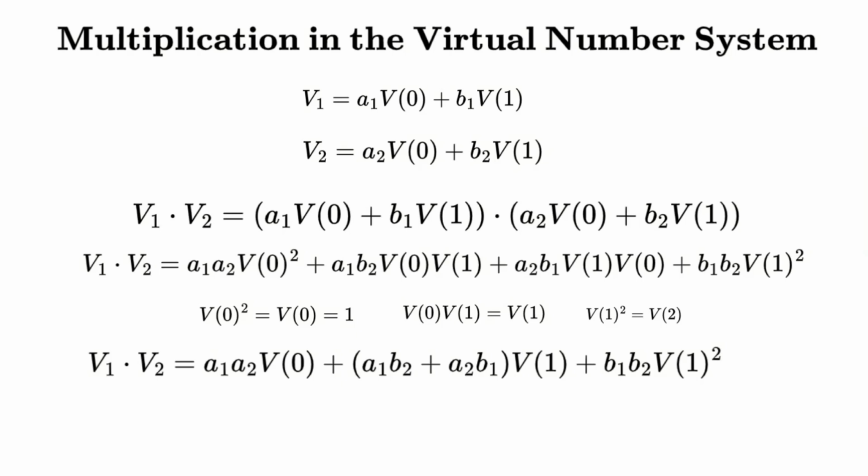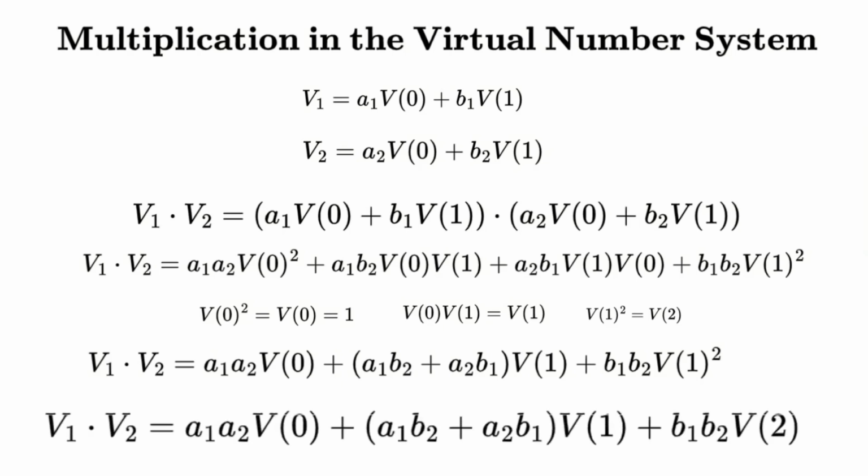Now let's simplify v of 1 squared. Recall that v of 1 equals j, so v of 1 squared equals j squared. From the recursive definition of the virtual function, we have v of 2 equals the natural logarithm of -1 raised to the power of j. So we conclude that v of 1 squared equals v of 2. Thus our final expression for the product of v1 and v2 becomes v1 times v2 equals a1 times a2 times v of 0 plus the quantity a1 times b2 plus a2 times b1, all times v of 1 plus b1 times b2 times v of 2.